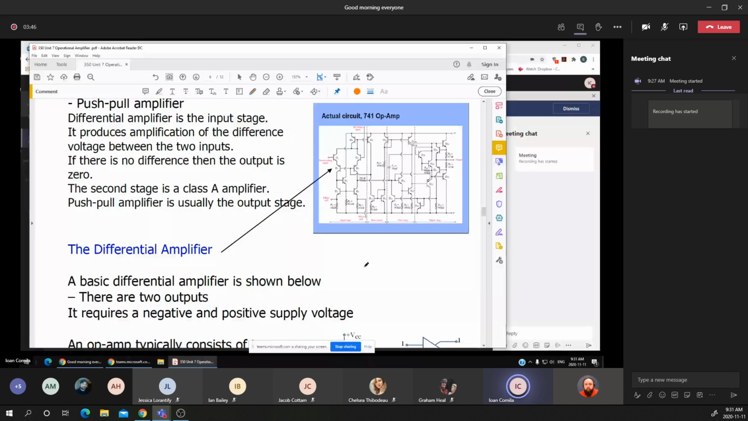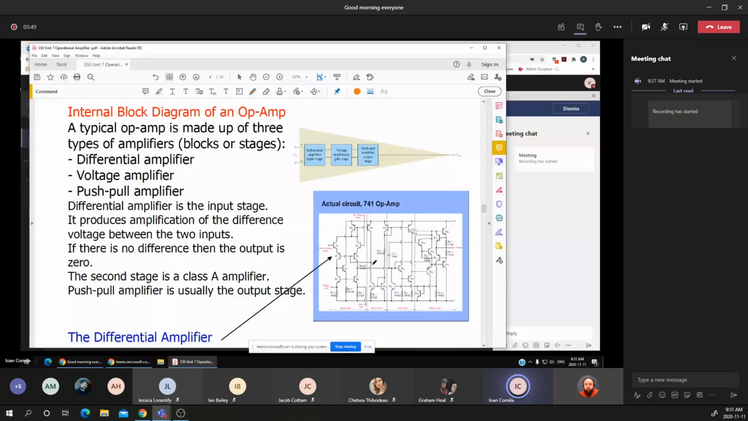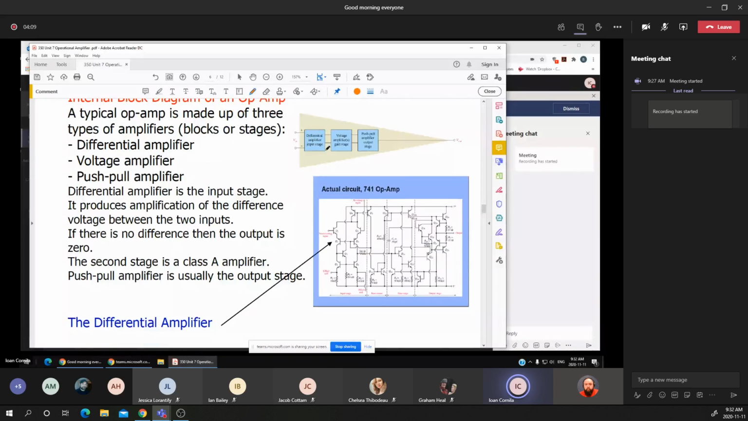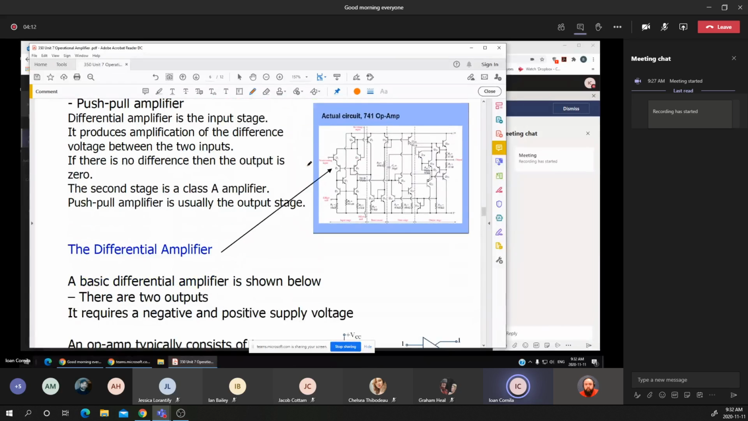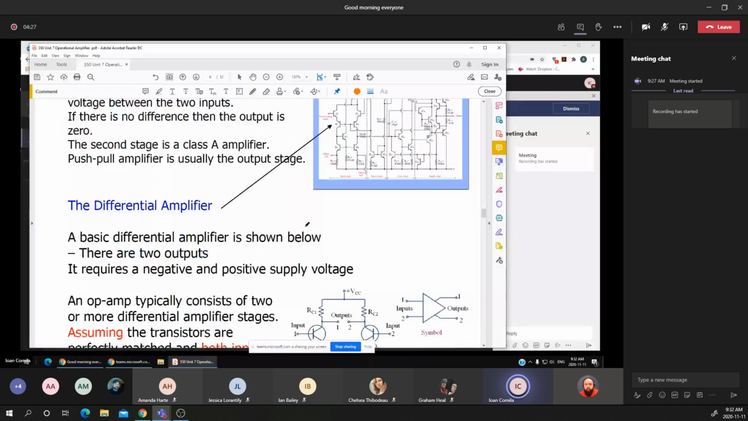Okay. Now, if you are going back to the previous lecture, we discussed the three blocks or stages that an op-amp has in it. And you notice that the first stage is the differential amplifier. We'll discuss just the basics of this first stage, because we will go into the two different modes in which we can use the differential amplifier, as the input voltage is applied to it.